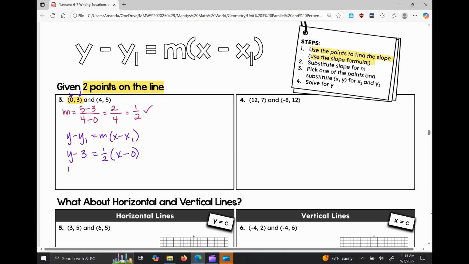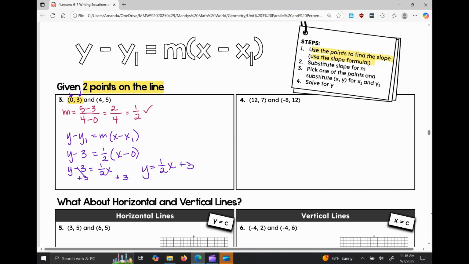So y minus 3 equals, distribute this 1/2 into each term. That's just 1/2 x. And that's all I'm going to be left with there, because I don't get anything else, right? Times x minus 0, minus nothing. So it's just 1/2 x. Now I'm going to add 3 to both sides, and watch how I do this. I'm going to add it over there because it is not a like term with 1/2 x. So y equals 1/2 x plus 3.